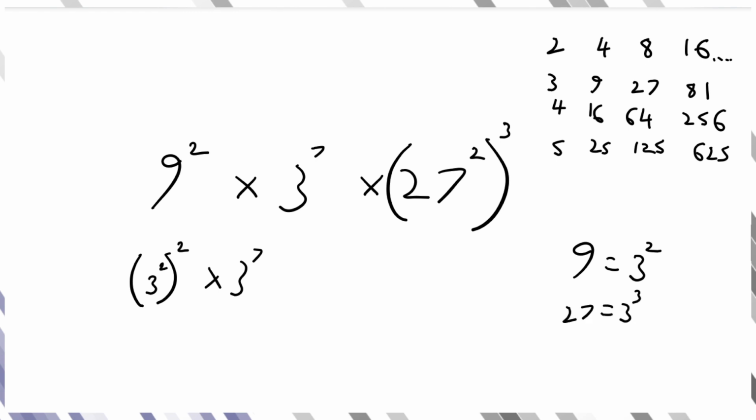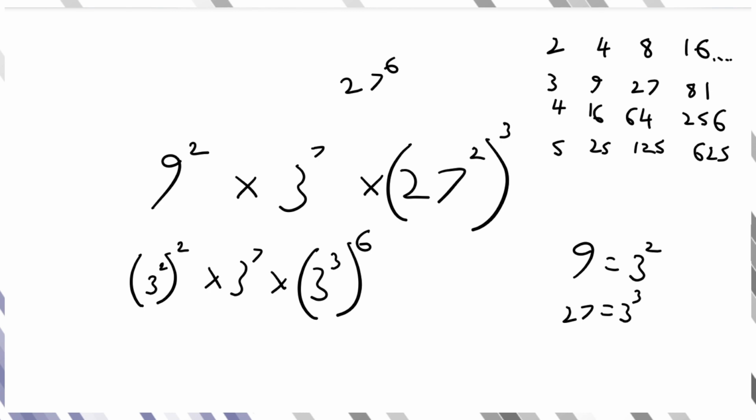So we need to do a similar thing here. 27, we're going to replace that with a 3 cubed. First, let's get rid of these brackets. 27 squared cubed is 27 to the power of 2 threes, which is 27 to the power of 6. 27 is 3 cubed, so this is 3 cubed to the power of 6. And now we can multiply out all the brackets again. We can expand all the brackets.